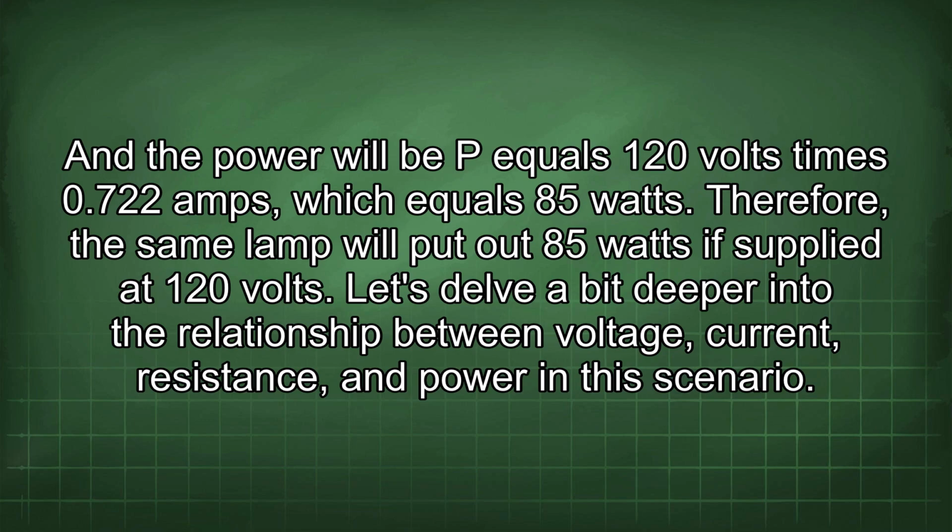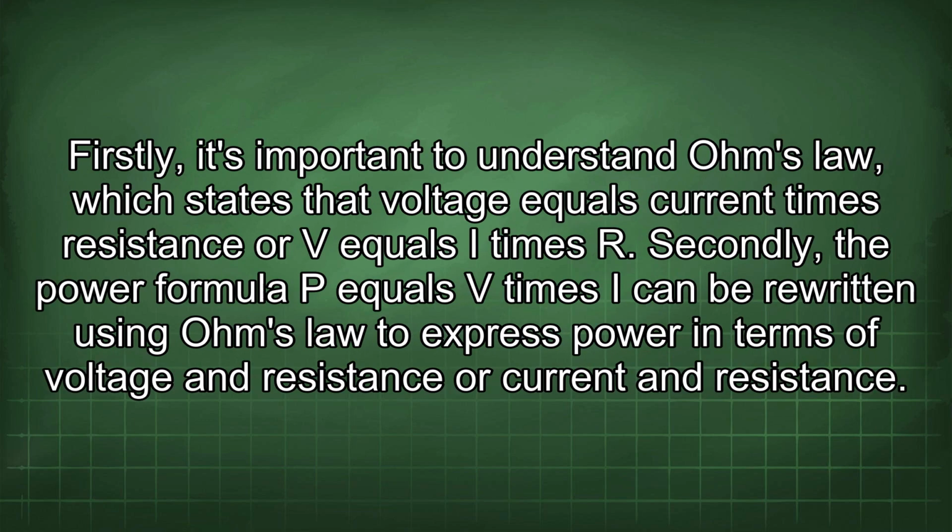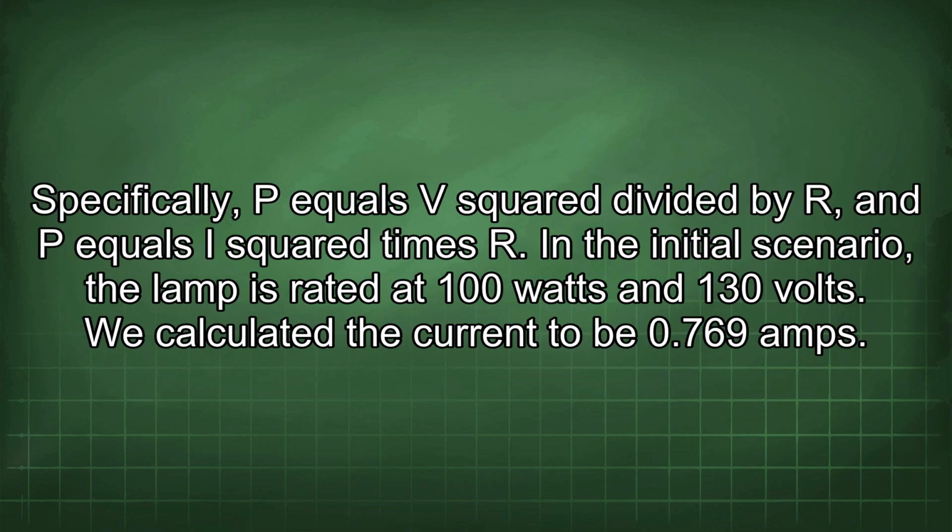Let's delve a bit deeper into the relationship between voltage, current, resistance, and power in this scenario. Firstly, it's important to understand Ohm's law, which states that voltage equals current times resistance, or V equals I times R. Secondly, the power formula P equals V times I can be rewritten using Ohm's law to express power in terms of voltage and resistance, or current and resistance. Specifically, P equals V squared divided by R, and P equals I squared times R.